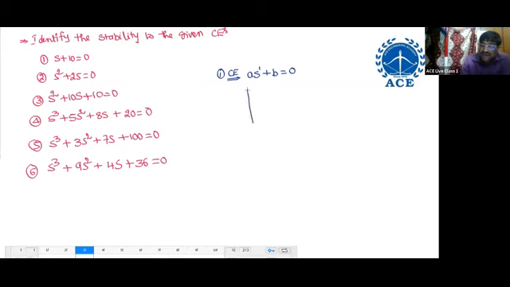If I write a Routh tabular form, this is S power 1, this is S power 0. S power 1 coefficient is A, there is no alternate term. S power 0 coefficient is B. A first order characteristic equation has two coefficients, A and B. So both coefficients lie in the first column only.